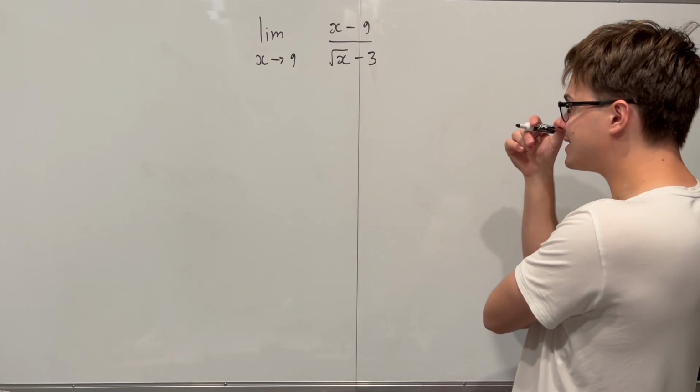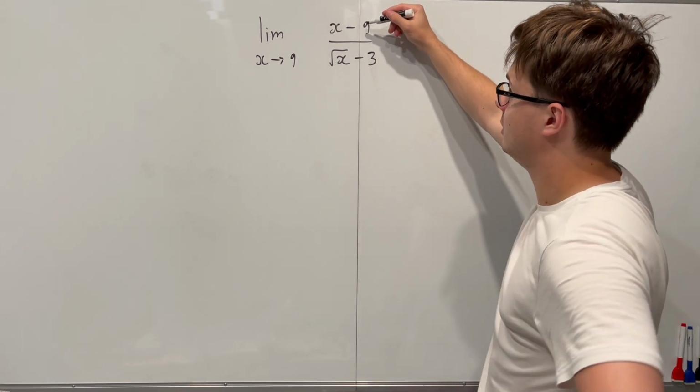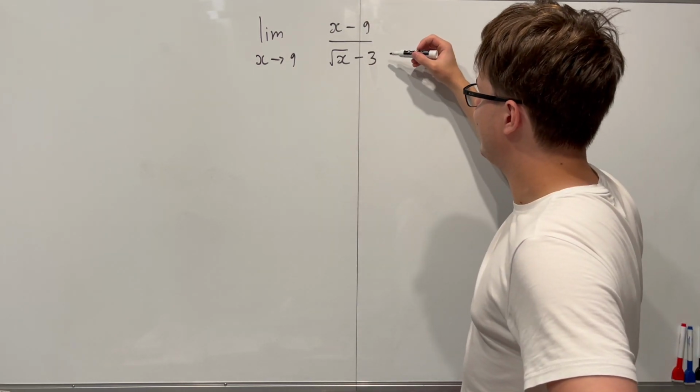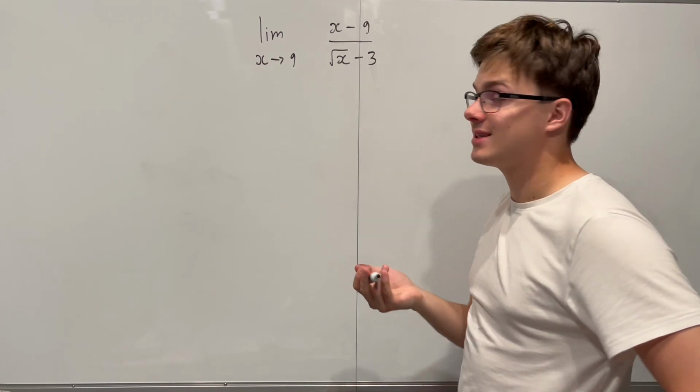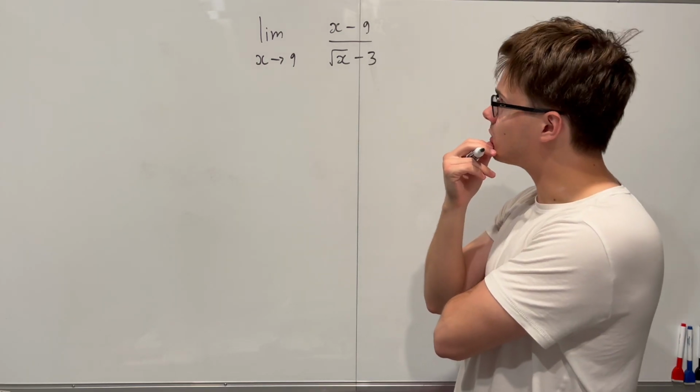There's no real way to factor out, for example, in the numerator, an x to the power of 1. You can't do that. And similarly, in the denominator, you can't really factor out the square root of x into anything. So that's not going to work either. So we're going to have to create a new strategy.